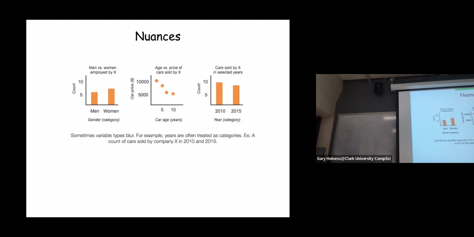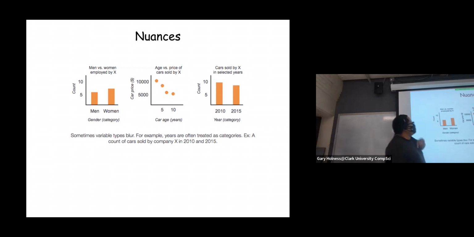And I'll explain with these charts. So here on the left, we have categorical variables, men and women. It doesn't matter what the ordering is. It doesn't change the meaning. There's no natural ordering. On the vertical axis, we have counts. Those are numbers. And we see there's a certain count of the men, a certain count of the women.